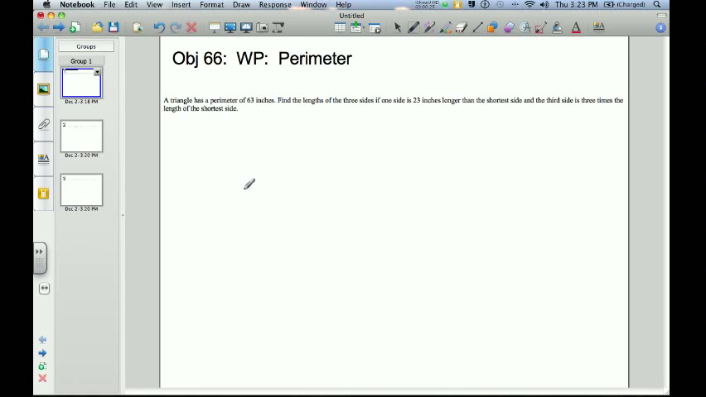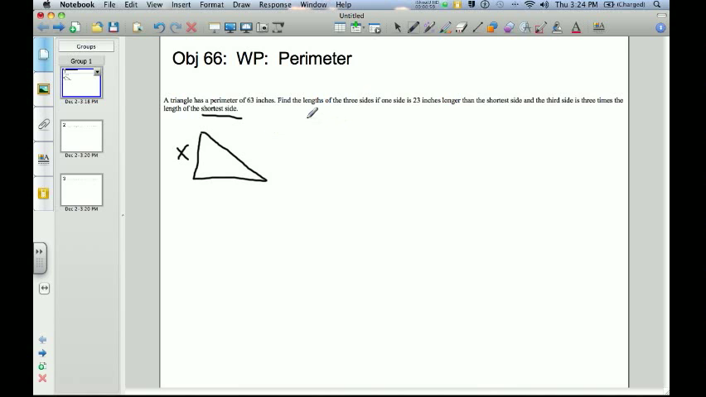So the first one is a triangle has a perimeter of 63 inches. Find the lengths of the three sides if one side is 23 inches longer than the shortest side and the third side is 3 times the length of the shortest side. To help us out with this, it's easier if you draw a picture. If you draw a picture of a triangle, what we do not know is the information regarding the shortest side. So that's going to be our x. From here we can work the other two sides that we know.